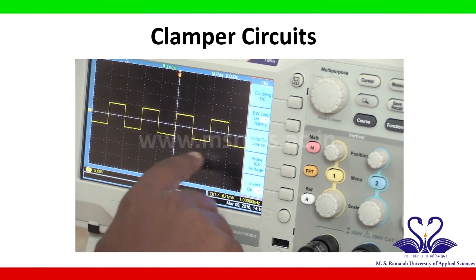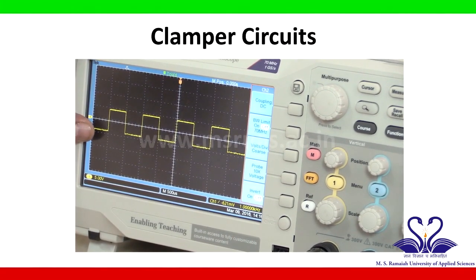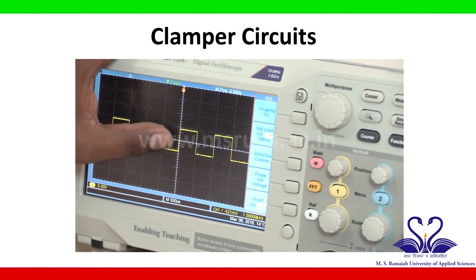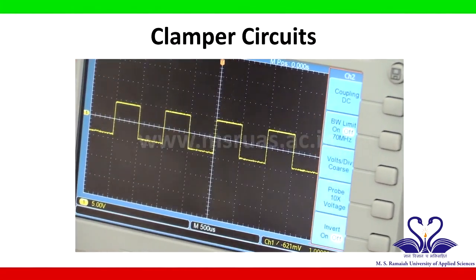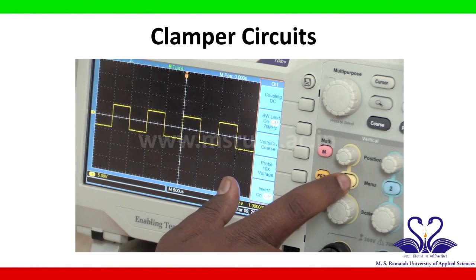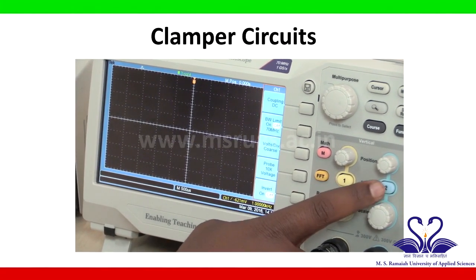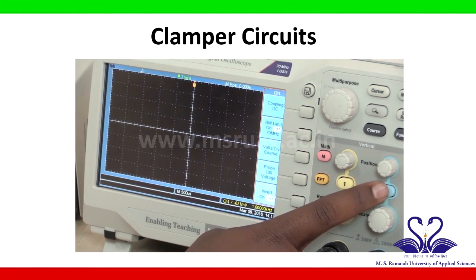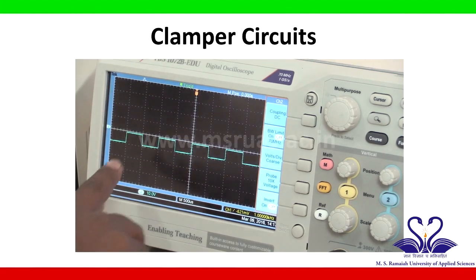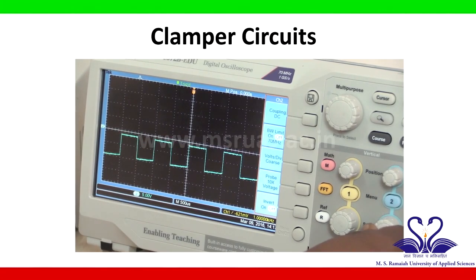This is the input signal, which is a square wave having a frequency of 1 kHz and amplitude of 8 volt peak to peak, that is positive 4 volt and negative 4 volt. For this input we will observe the corresponding output. I will turn off the input by pressing button 1 and turn on the output by pressing button 2. So this is the output. I will zoom it by using this amplitude scale knob. I will turn it.